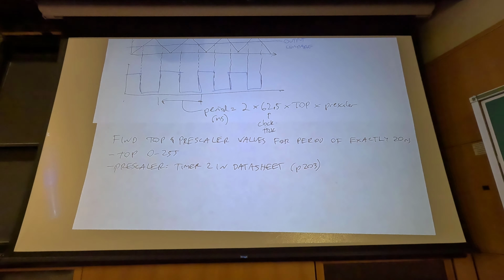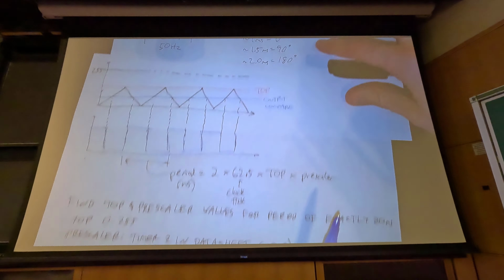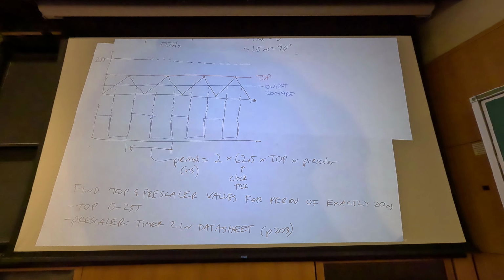Okay, remember our goal is to use this method to generate this signal. And right now we're not actually worried about the duty cycle yet. We're just looking at how do we get a 50 hertz signal out of this timer. And sorry, I said exactly 20 milliseconds, but let's say as close as possible to 20 milliseconds.